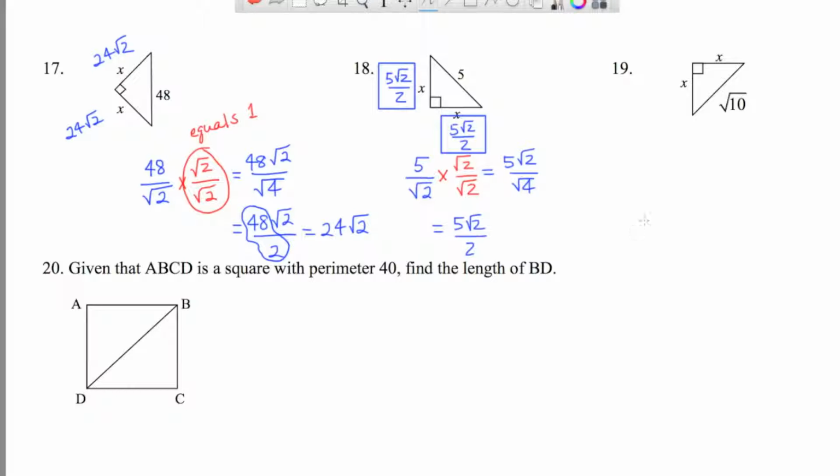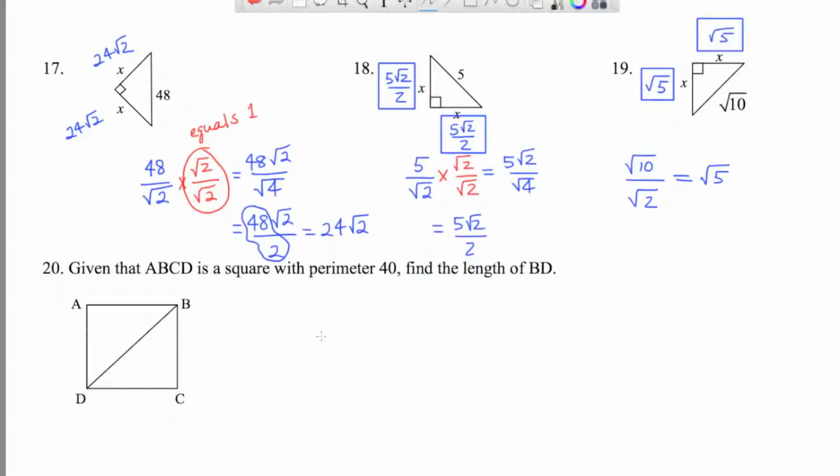In number 19, the hypotenuse is root 10. To find the leg, I'm going to have to divide by root 2. Now, there's a rule with radicals that if you have two numbers that you're dividing and they're both under a radical, you can just divide like usual, but keep the answer under a radical. Since 10 divided by 2 is 5, root 10 divided by root 2 is root 5. So each leg is root 5.